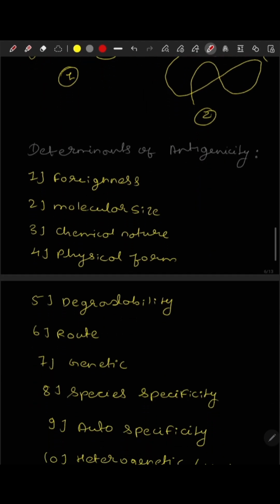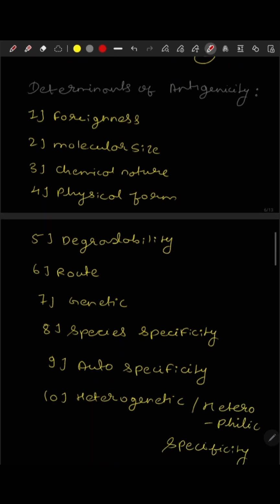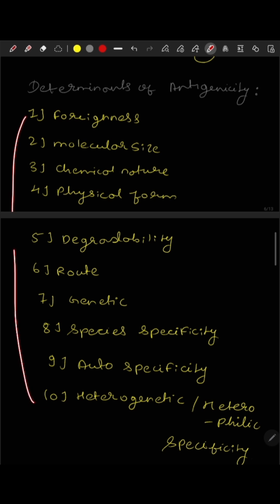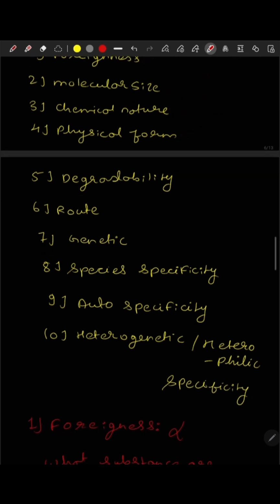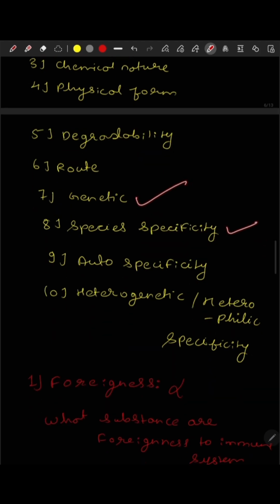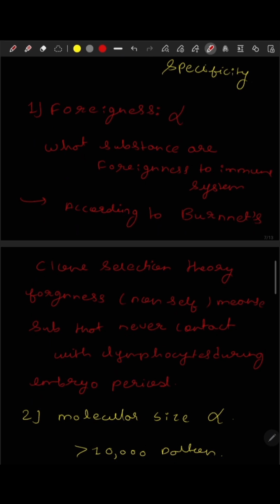Then determinants of antigenicity, it is a very important topic. So there are 10 determinants of antigenicity. First one is foreignness, molecular size, chemical nature, physical form, degradability, route of administration, genetic factors, specificity, autospecificity and heterospecificity. First one is the foreignness.